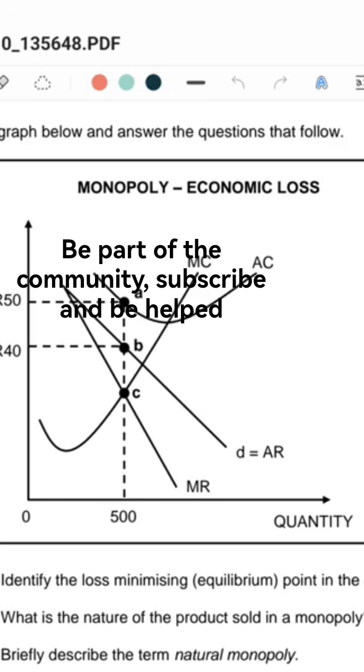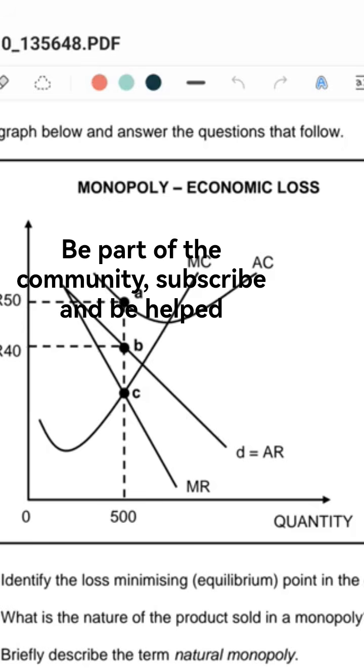So the diagram is showing monopoly, economic loss of a monopoly. What is an economic loss? How do you identify an economic loss? So we start by studying the diagram so that we are in a position to answer the questions. You're going to see that as we study the diagram, we are actually answering maybe 80% of the questions that the examiner would have given us.